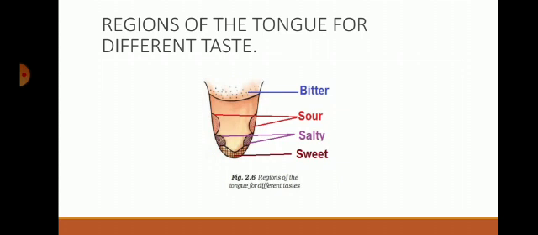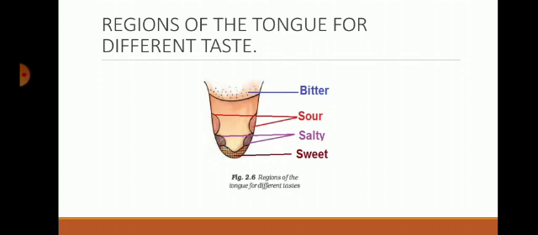The bitter gourd is a very bitter one. The bitter taste is identified at the back of the tongue. The lemon juice is identified at the sides of the tongue, common salt solution at the sides of the tip of the tongue, and sugar solution at the tip of the tongue. So the taste buds for sweet are on the tip of the tongue.